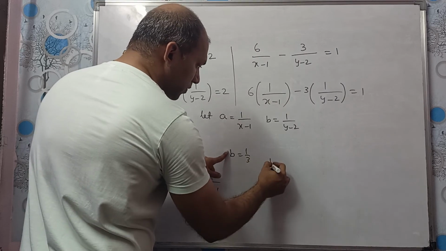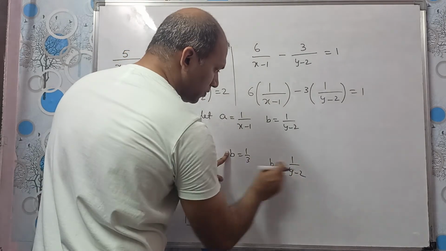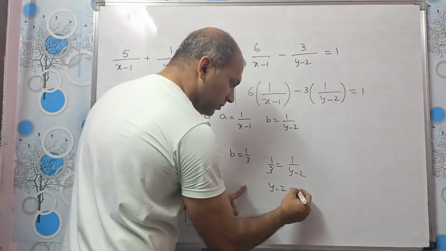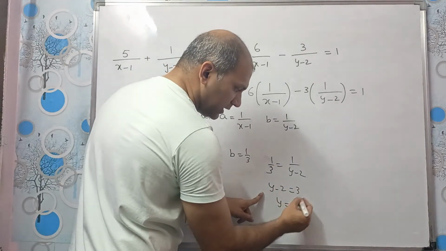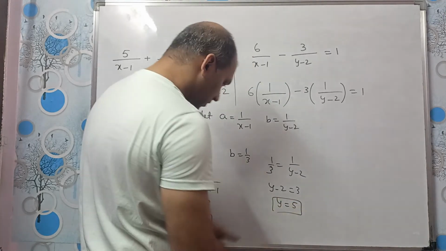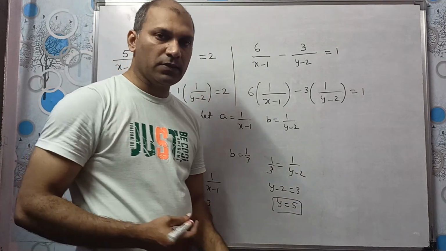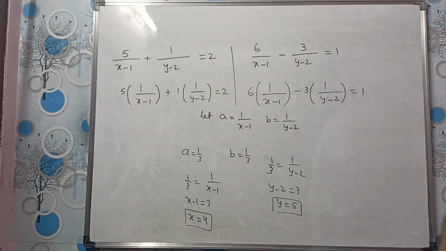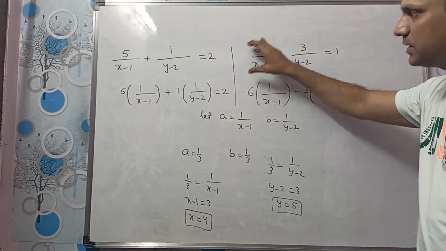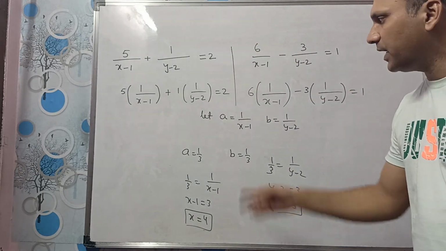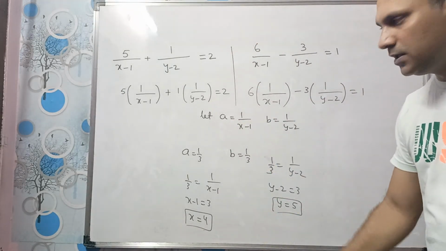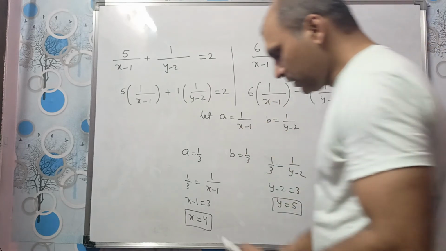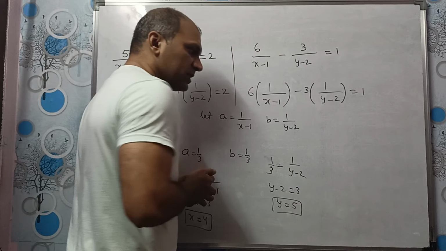Similarly here, what was b? 1 by y minus 2. But b is 1 by 3. If you cross multiply, y minus 2 will be equal to 3. This 2 goes on the other side, 3 plus 2, it will be equal to 5. So x is equal to 4 and y is equal to 5 is the solution of these two equations. So we reduced this into linear equations by introducing new variables a and b. We found a and b and then we found the values of x and y. So this is the end of this chapter.